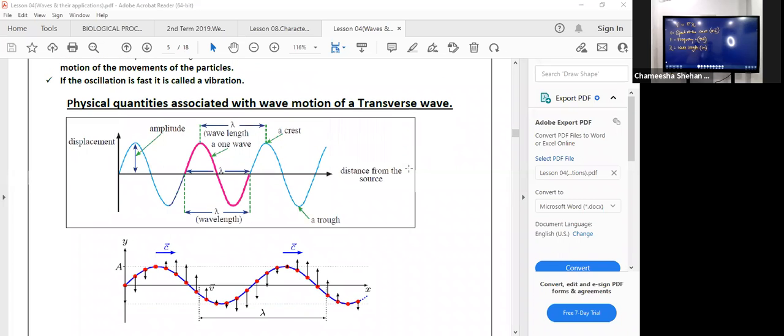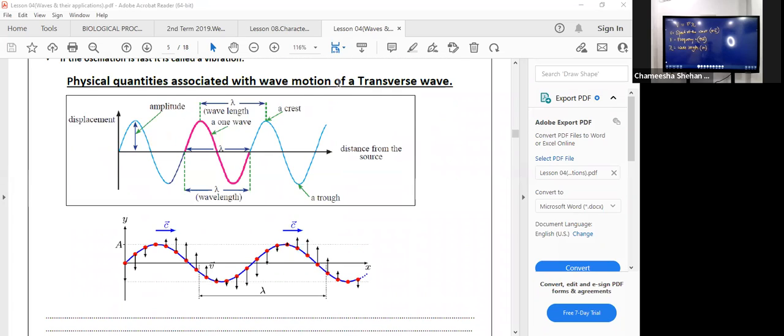Okay. So then we are to talk about the physical quantities associated with the wave motion of a transverse wave. Can you remember that I told you? Now we will start with the amplitude, and then let's keep on talking.